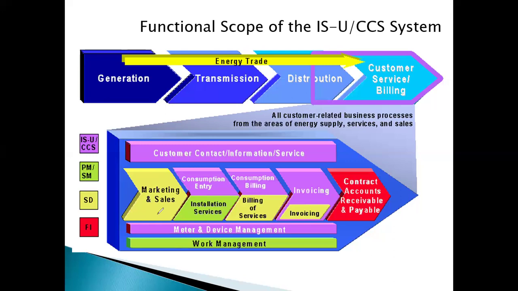Similarly, we have marketing and sales. Marketing and sales is coming from SD, sales and distribution, and there is another segment called customer services. And there is a segment called services as well. So those they combine and they introduce marketing and sales. So CS and CRM is there, and on top of that you have marketing and sales. Similarly, installation services is coming from SM again. Consumption entry, consumption billing and services. Now billing and services they are bringing from SD, sales and distribution. Invoicing is part of SD and part of your finance. So they combine that and they introduce a new module called invoicing.